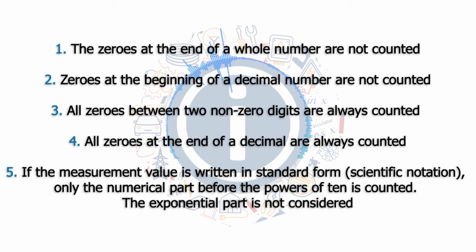5. If the measurement value is written in standard form, scientific notation, only the numerical part before the power of 10 is counted. The exponential part is not considered. For example, if the result of the speed measurement taken during the observation of a meteorite shows the value 3.507 times 10 to the power of 4 meters per second, the number of significant figures in this result is 4, those being 3, 5, 0 and 7.